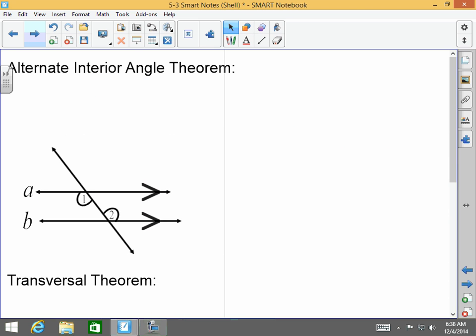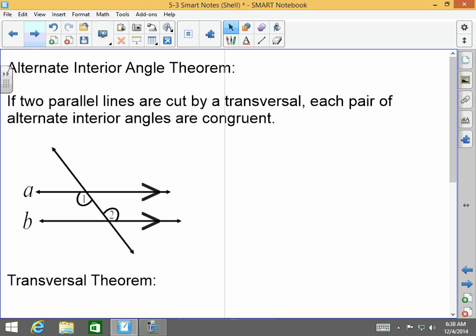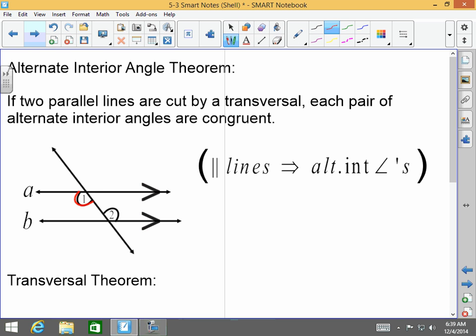Okay, so the alternate interior angle theorem. The alternate interior angle theorem states that if two parallel lines are cut by a transversal, each pair of alternate interior angles are congruent. So if you have parallel lines, then the alternate interior angles are congruent. We've seen this before, but I just wanted to solidify things.